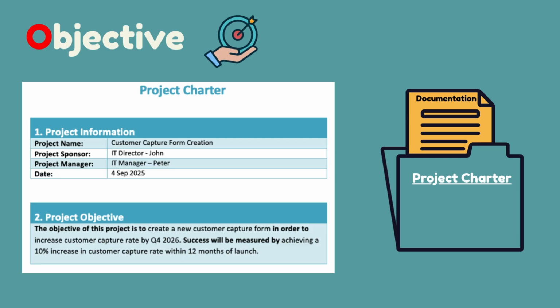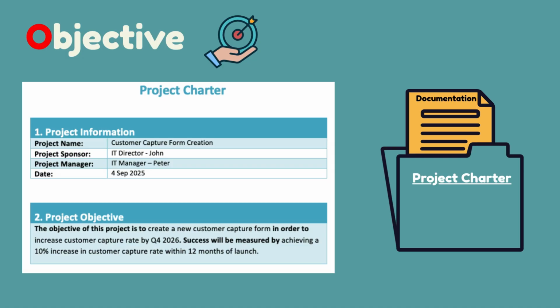Let us help Peter, the project manager in the scenario, to write a proper project objective. The project objective of his project is to create a new customer capture form in order to increase customer capture rate by Q4 2026. Success will be measured by achieving a 10% increase in customer capture rate within 12 months of launch. Now we have the objective written.